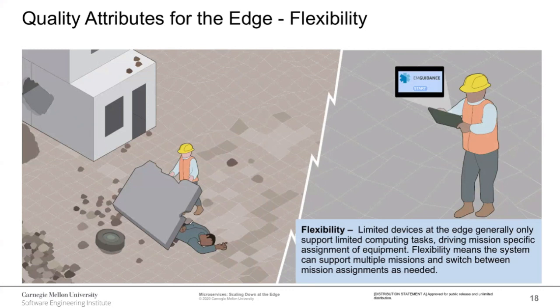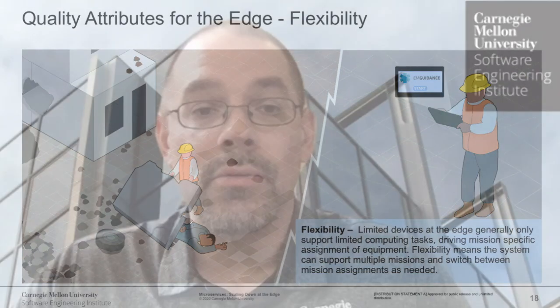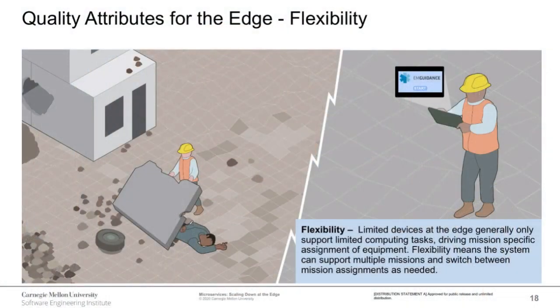All right, so our fifth quality attribute is flexibility, and let's go ahead and define that. What we're saying here is that limited devices at the edge generally only support limited computing tasks, driving mission-specific assignment of equipment. Flexibility means the system can support multiple missions and switch between mission assignments as needed. Of course, flexibility is a closely related quality to adaptability, but it focuses more on the breadth of possible services provided by the mobile device rather than the speed at which it can switch.